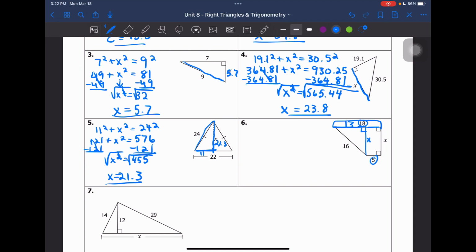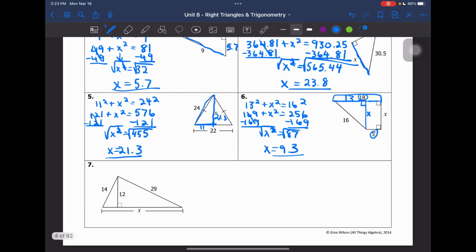So now what we can do is say 13 squared plus x squared equals 16 squared. So 13 squared is 169. 16 squared is 256. Let's go ahead and subtract this 169. That's going to be 87. And then let's square root that. So the square root of 87 rounds to 9.3, which means that's the answer.